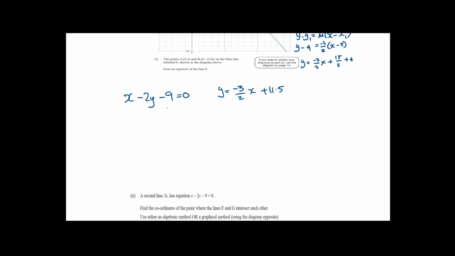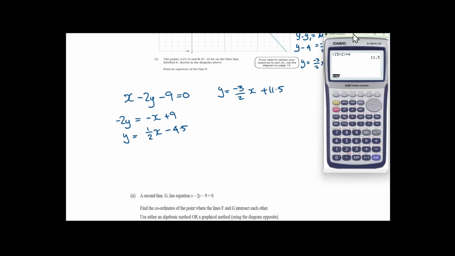So let's just kind of move this into the form that we want. So -2y equals -x plus 9. I just brought the x and the -9 over. So y is going to be equal to half x minus 4.5.